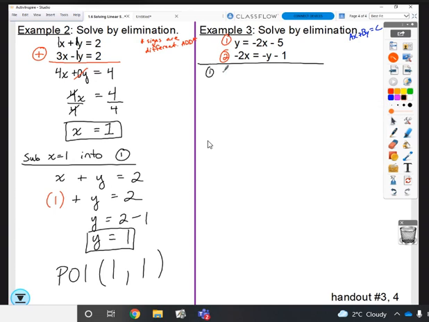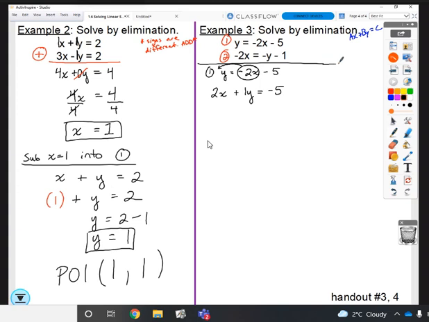How can we rearrange equation 1 for this to look a little bit better? Equation 1 currently is y equals negative 2x minus 5. We want maybe just that negative 2 over here. Yeah? So we'll make it positive 2x, positive 1y equals, and negative 5 remains on the right-hand side. So if you look, it is ax plus by equals c, and that's what we're going for.